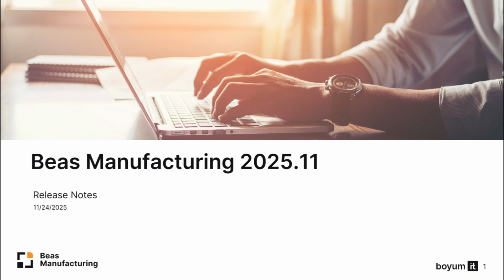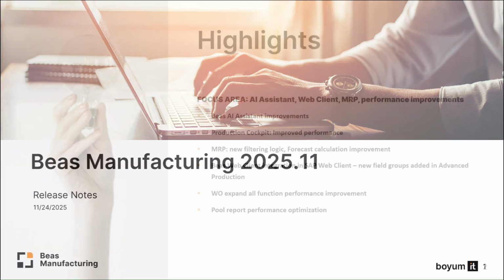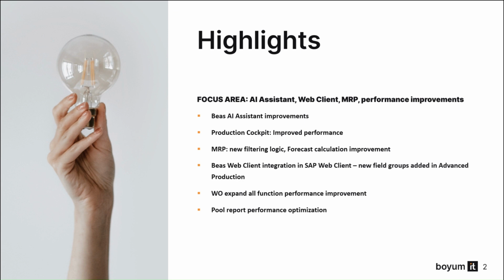Hello and welcome. In this video, we're going to look at all the major improvements and fixes of Beas Manufacturing 2025.11. Some of the main focus areas of development of Beas for the second half of 2025 are the implementation of the very first Beas AI Assistant, the integration of the Web Apps terminal in the SAP Web solution with a new web client, simple automatizations, and web apps usability.